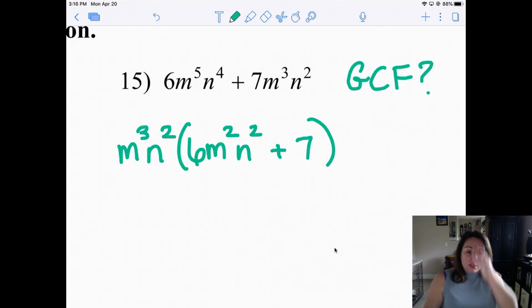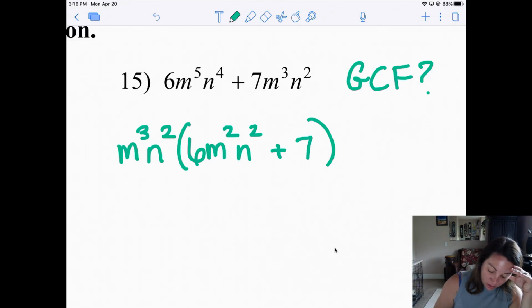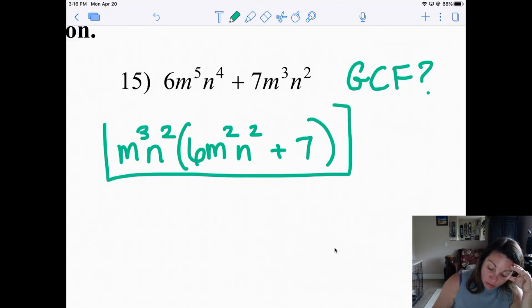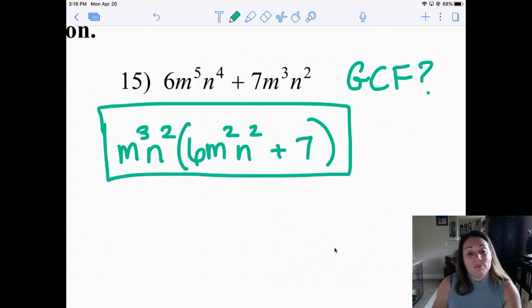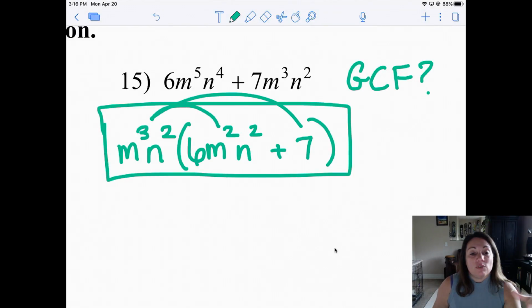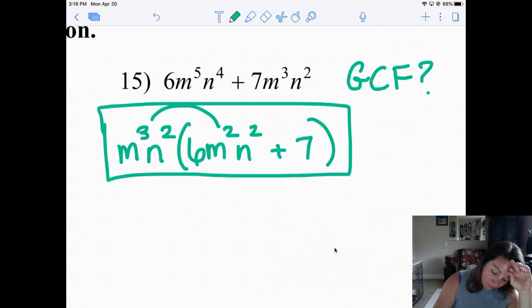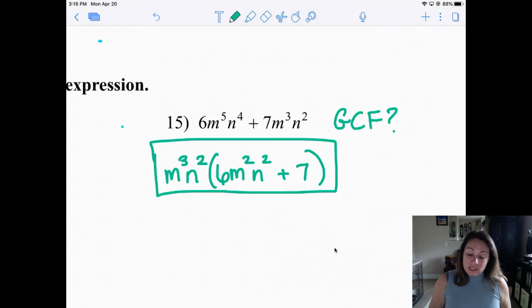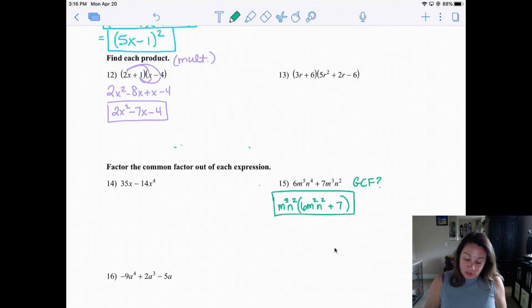Now, how do I know that I'm right? How can I be sure that I'm right? Well, multiply these two things back together, meaning distribute m cubed n squared into the parentheses and see if you get back to the original. If you do, then you're right. Okay, that's it. That is my lesson for today.